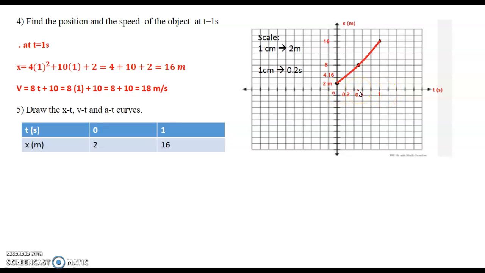I chose 0.5. So if you do the substitution in the position-time equation, you have that 4 times 0.5 squared plus 10 times 0.5 plus 2, you are going to obtain 8. So you draw it and then you join the 3 points in the form of a parabola.